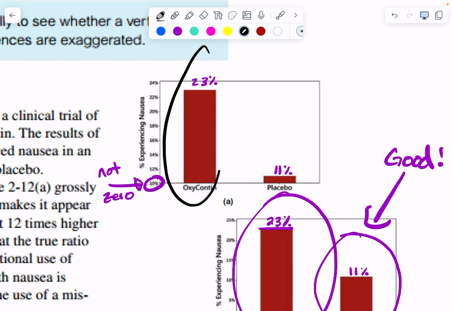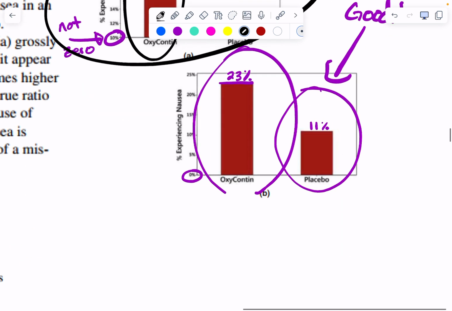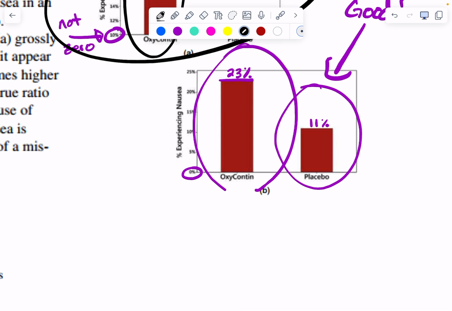But this tower looks like 5 times larger than the other one. Maybe even more than that, right? 10 times larger. Okay? So the first graph, when the axis is not starting at 0, makes it look like nausea is way bigger in Oxycontin than in the placebo. When actually, it's only like twice as much. Does that make sense? Yes.